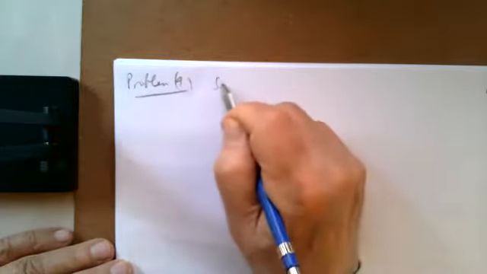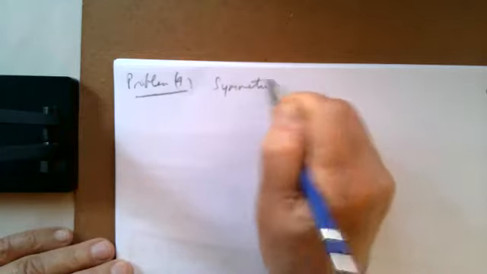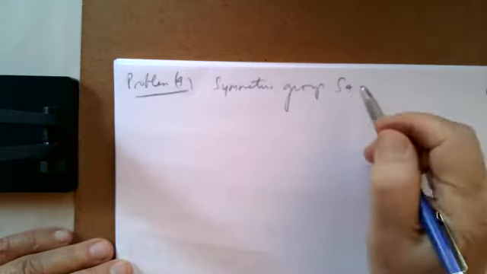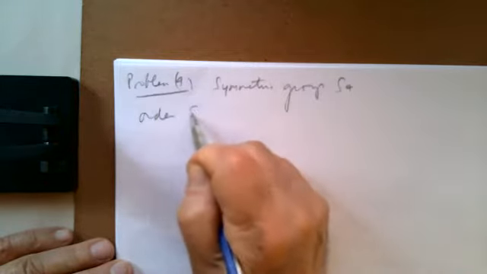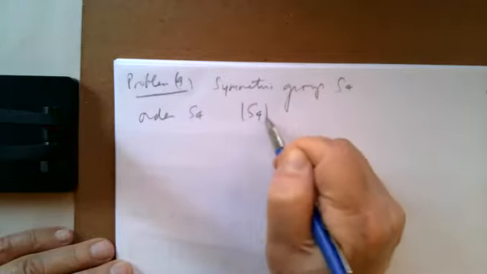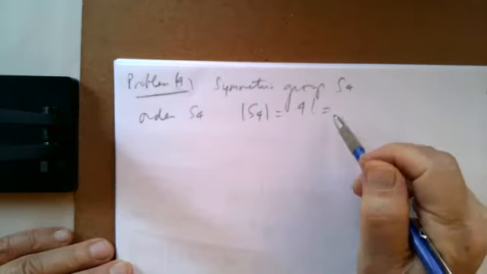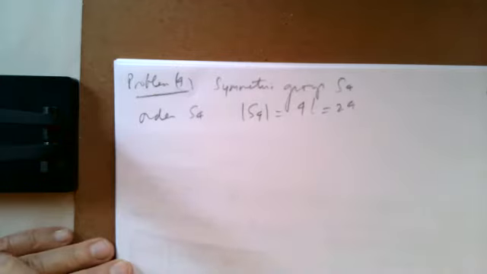Okay. Problem 4. In problem 4, we consider the symmetric group S4. This is a much bigger group. What is the order of S4? It's 4 factorial. 1 times 2 times 3 times 4. So this is a group with 24 elements. So there are going to be a lot of things to check. Let's see.